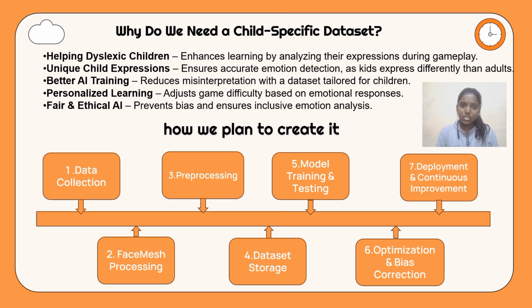So as we have now decided to use a child-specific dataset for training the model, let's see how we plan to create that model. The first step is data collection. We have to collect the data of the child images. Then face mesh processing, then pre-processing, dataset storage, model training and testing, optimization and bias correction, and the last one is deployment and continuous improvement.